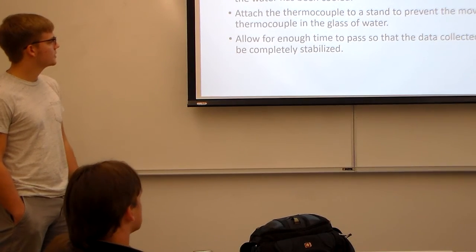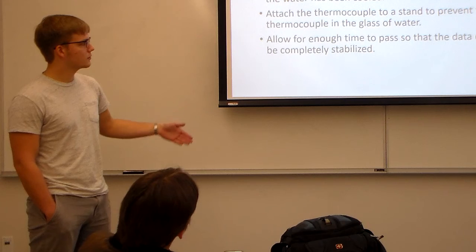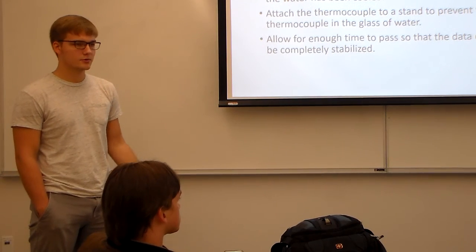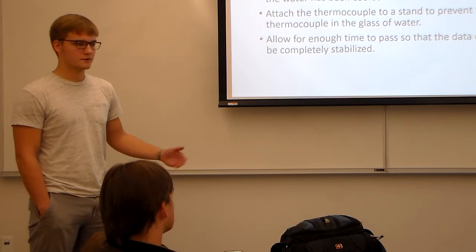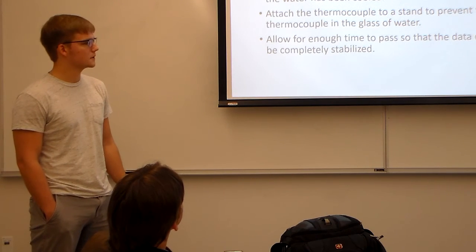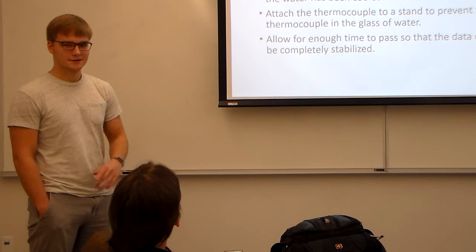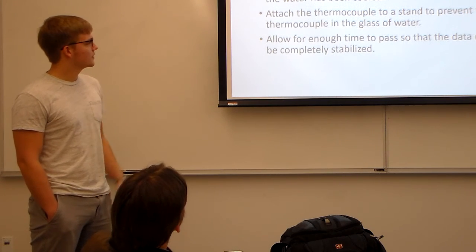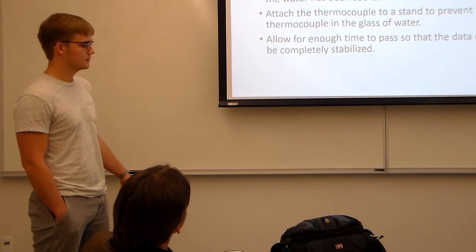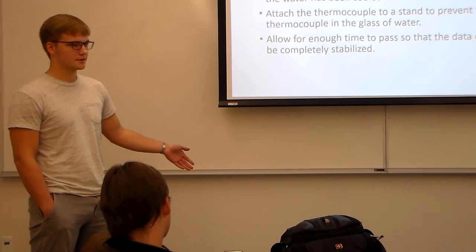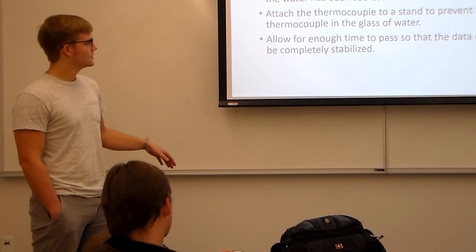Preventing errors, so we could have some sort of flow in the water to induce forced convection to prevent the static water. However, this would change the experiment because we'd be looking at forced convection versus free convection. And then we could wait an amount of time for the glass of water to reach a stable temperature.